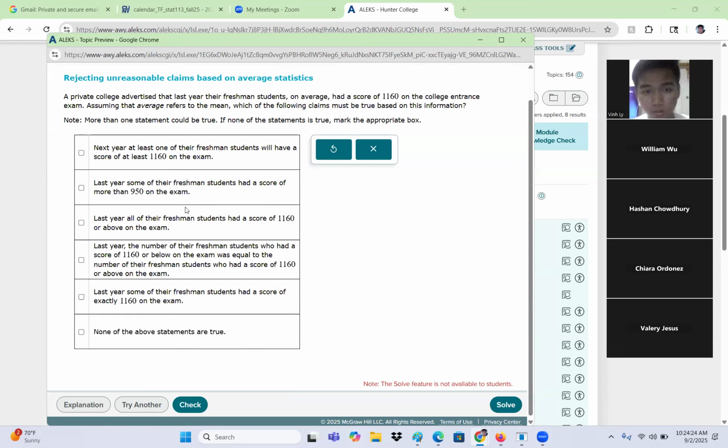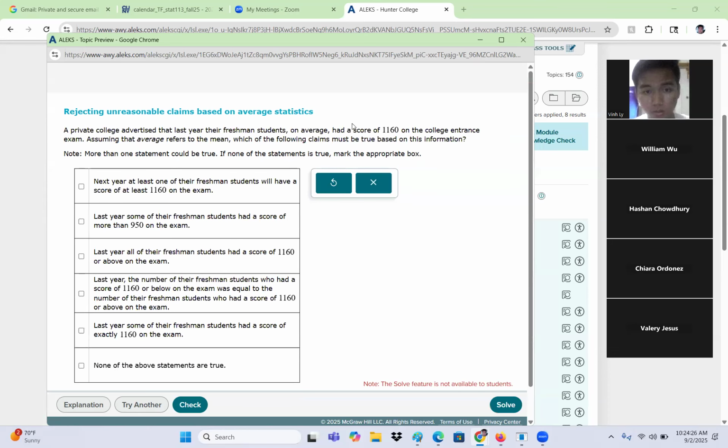So another one. We do the same thing for that. They have the average score of 1160 last year. So next year should not be the correct answer. Last year, some of the freshman students had a score of more than 950. Some of them have a score more than 950. That's correct. Some of them should have more than that. Last year, all of the freshmen scored 1160 and above. That is not true. Whenever you see all of them, that does not reflect the mean.